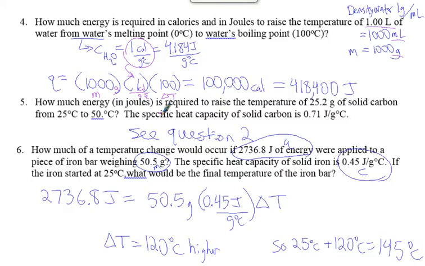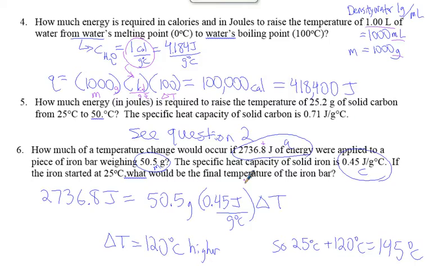For number 5, please look at question 2. They're the same. There you go. Okay. Question 6. How much of a temperature change would occur if 2,736.8 joules of energy, that's pretty specific, were applied? So there's energy going in. So this is a positive value. It's being applied. If the bar weighs 50 grams, that's the mass.